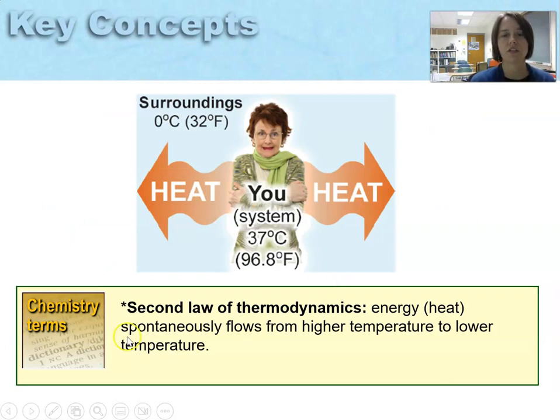Something you need to write down is the second law of thermodynamics. We're looking at energy in the form of heat, which spontaneously flows from high temperature to low temperature. We're going to talk about the system and the surroundings. This just happens normally: your body temperature is about 37 degrees Celsius, and if you were to go outside when it was freezing, 0 degrees Celsius, the body heat would naturally go from you to the outside. It's not going to go the other way.